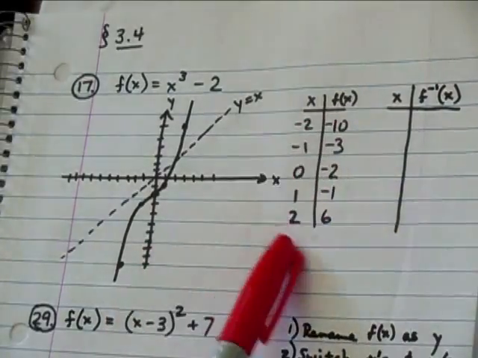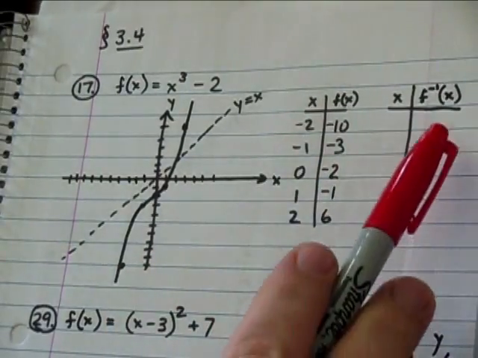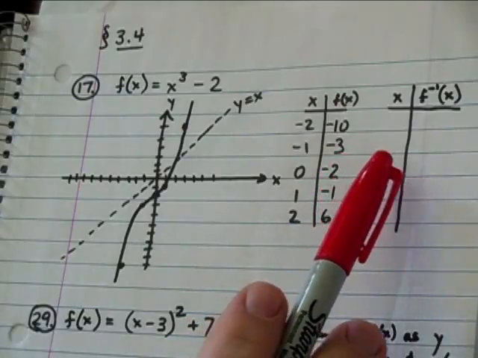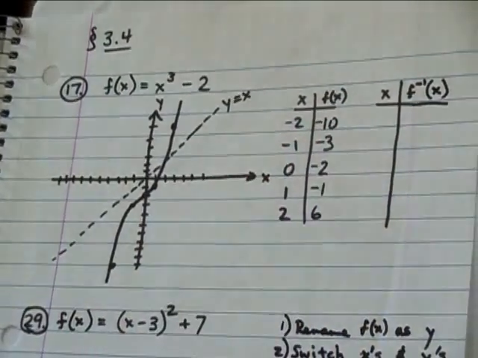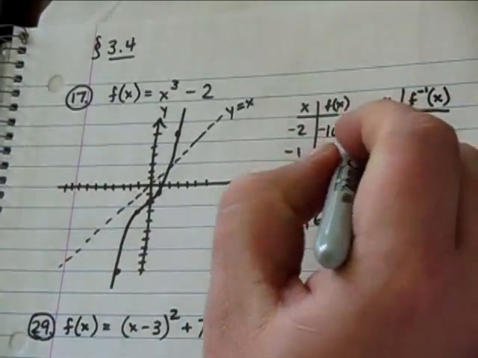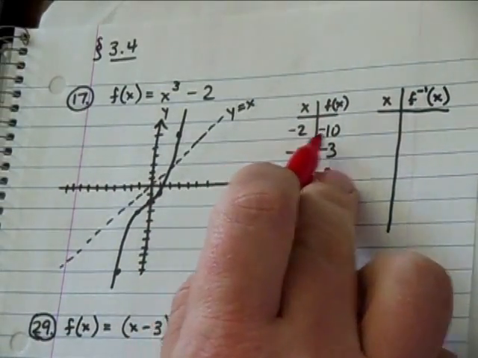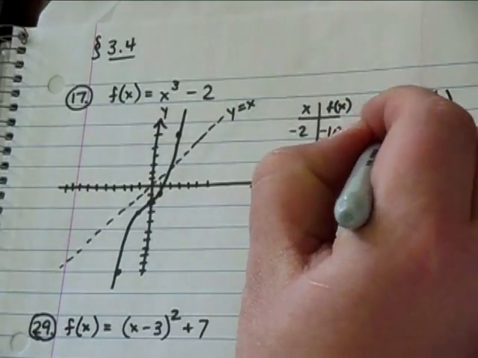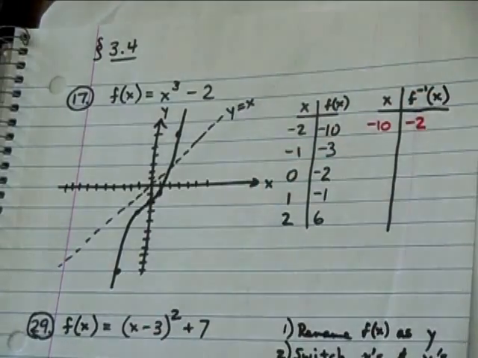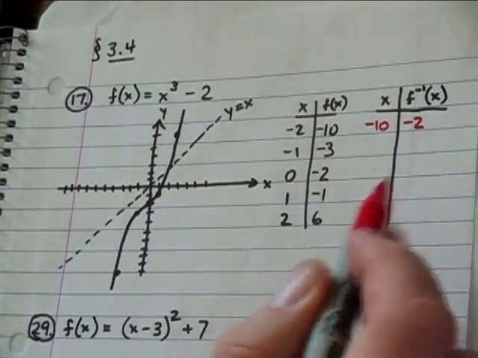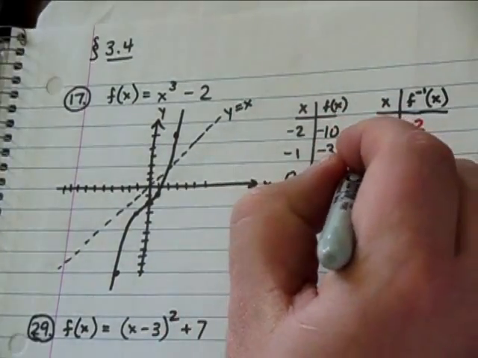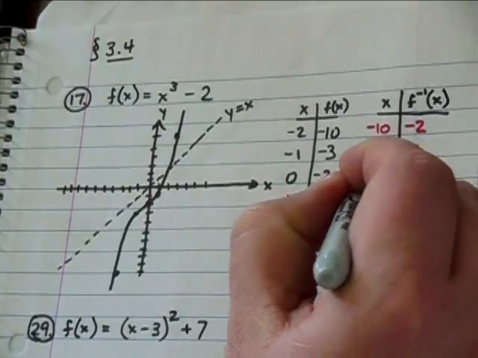If you have this list of points and you want to figure out the equivalent points on your inverse function, all you have to do is flip-flop the x and y coordinates. So for example, this point that was -2, -10 on the inverse will be represented by -10, -2. So I'm just going to go down this entire chart and just reverse every single one of these ordered pairs.